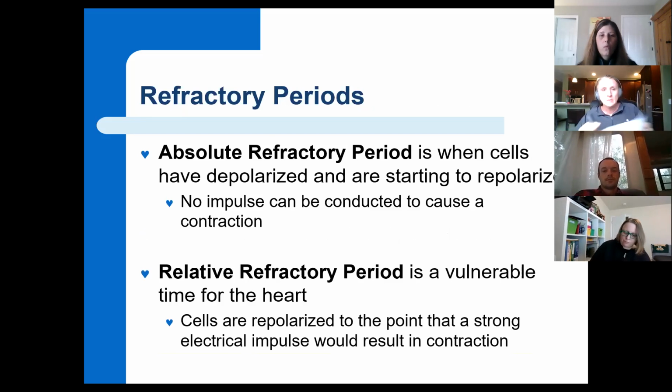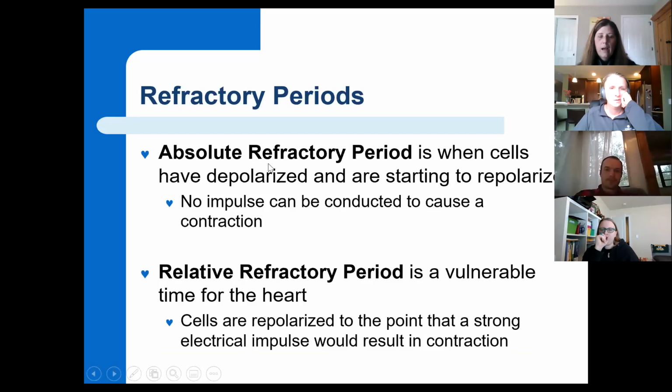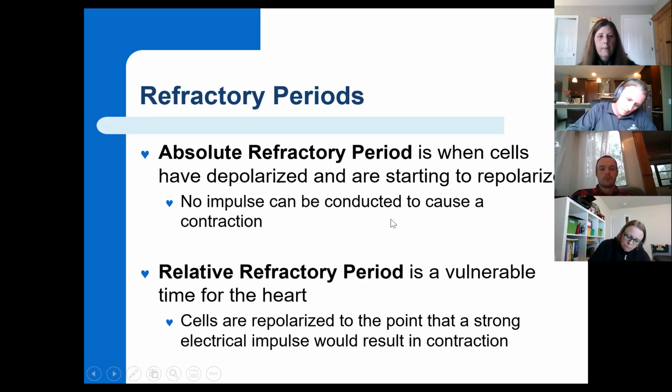Now, we have what we talk about in our heart as an absolute refractory period and a relative refractory period. We're going to discuss more of this when we get into codes and also into simulation when we talk about cardioversion and defibrillation. But in absolute, the cells don't respond to stimulus. Okay? Absolute is when cells have depolarized and they're starting to repolarize. No impulse can be conducted to cause a contraction. So in absolute, the cells don't respond to the stimulus.